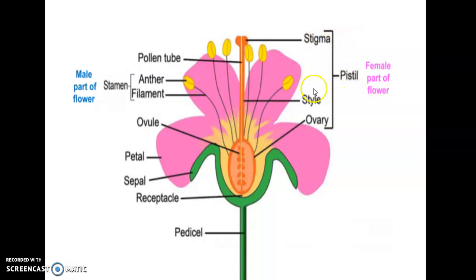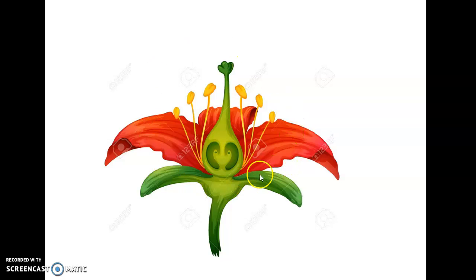It consists of three parts. Which are the three parts? Yes, stigma, style and ovary. See, this is the receptive stigma, then the long slender style through which the pollen tube elongates, and this is the ovary, and here you can see ovules in the ovary. In future this ovary becomes fruit and ovules become seeds. Clear?